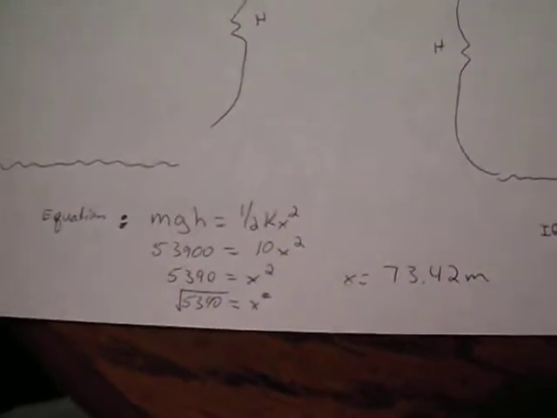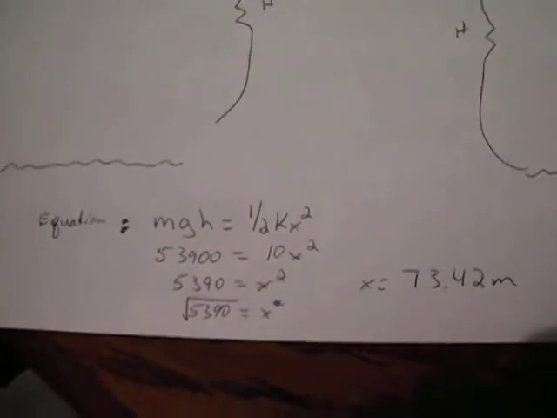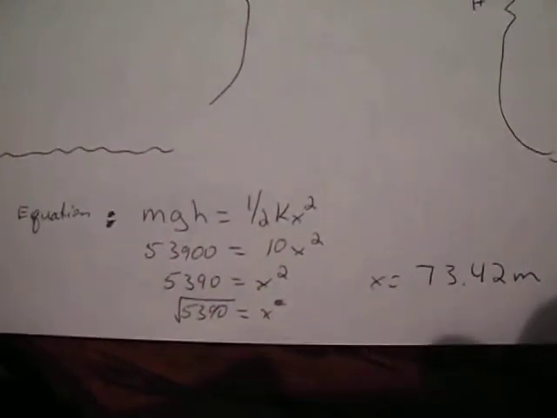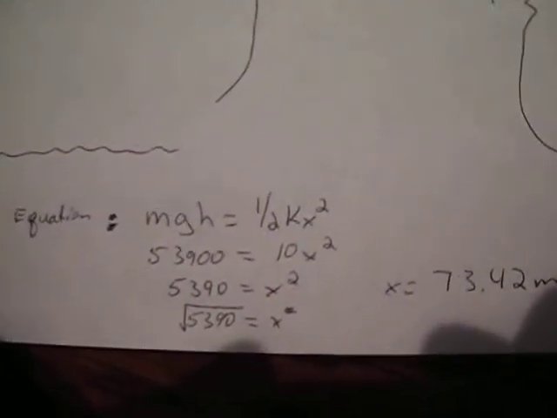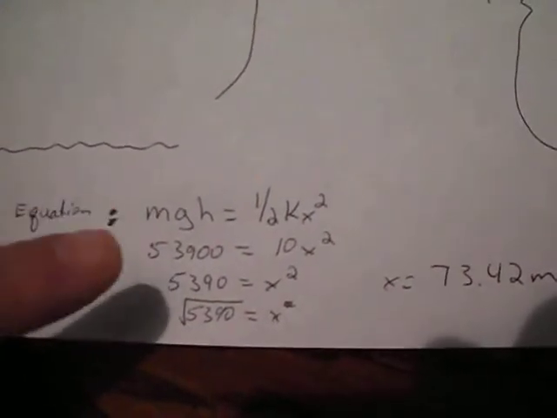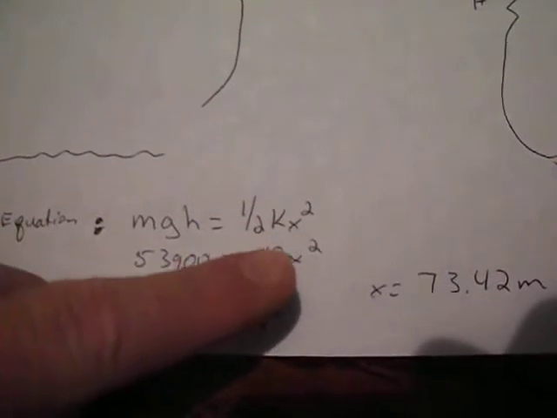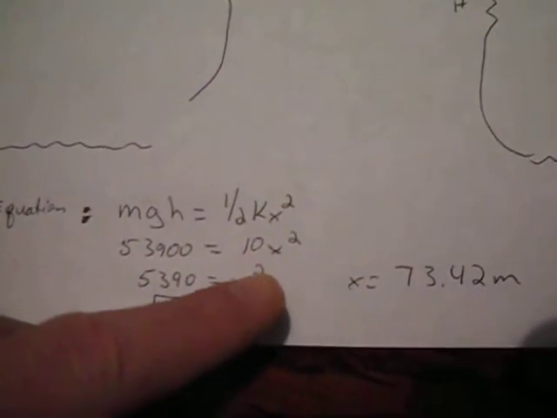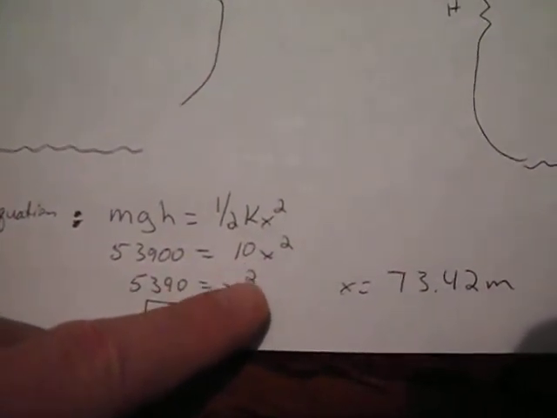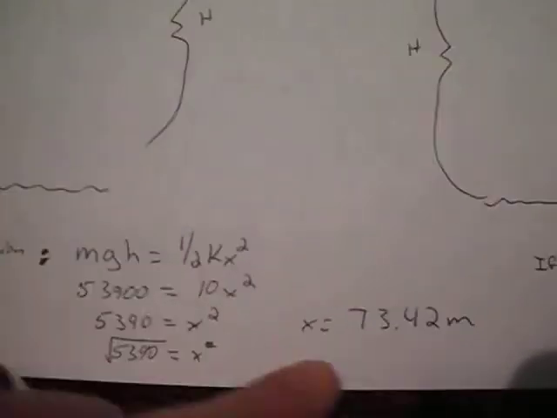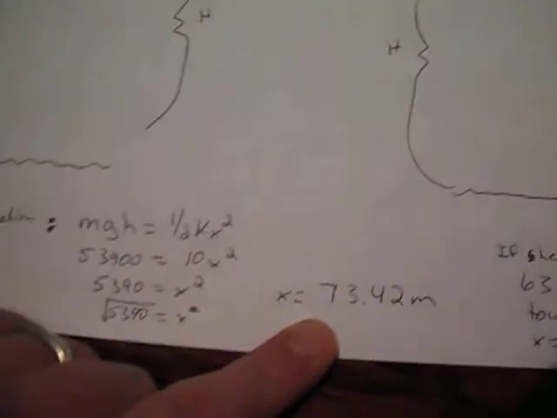And here's the equation form, the setup that I did. For some reason, I don't want to say it should have been that easy, but it feels like I'm forgetting something because it ran through so fast. So mgh equals 1/2 kx squared. I plugged in my numbers for mgh, divided by 1/2 k, swung that over, and took the square root of that, and I got 73 meters, almost 73.5 meters.